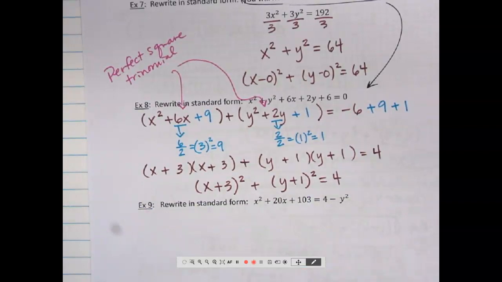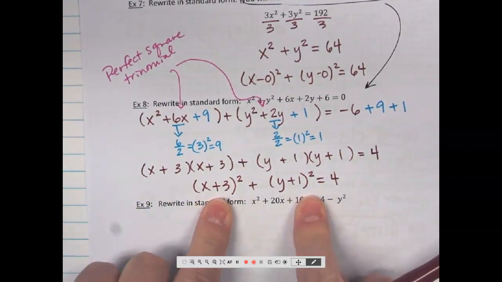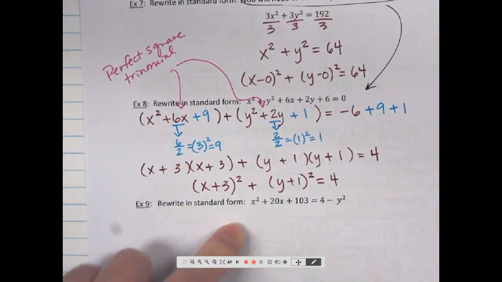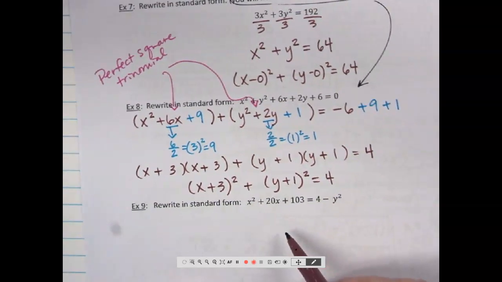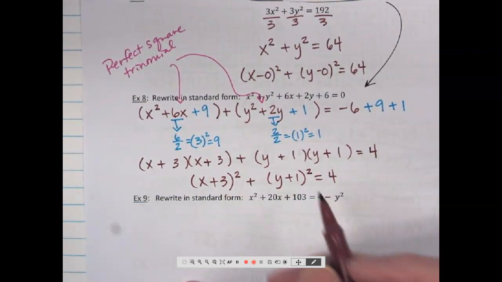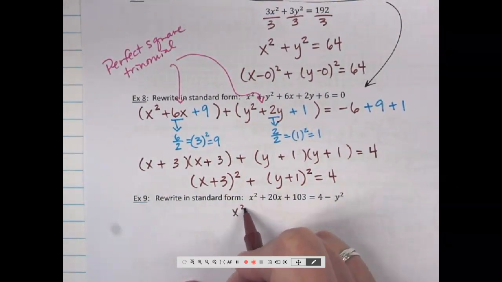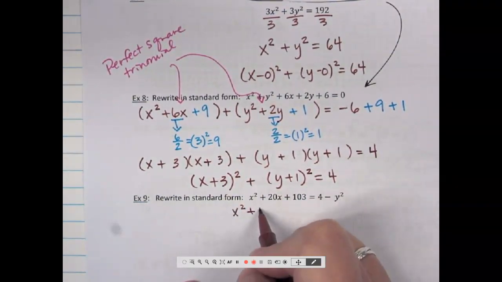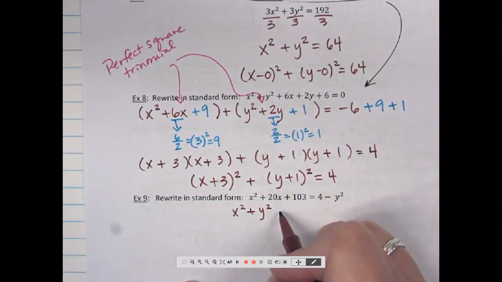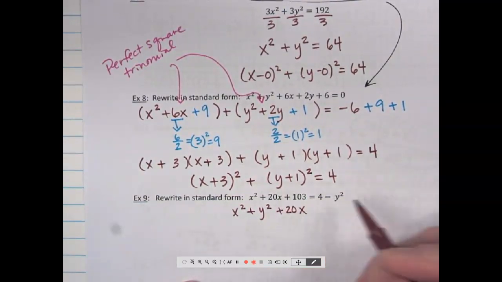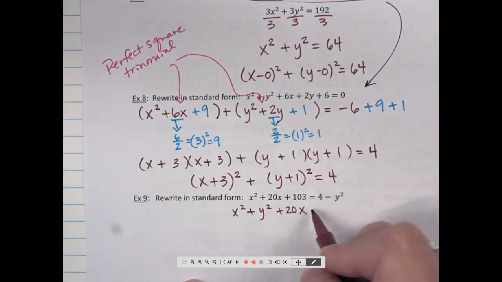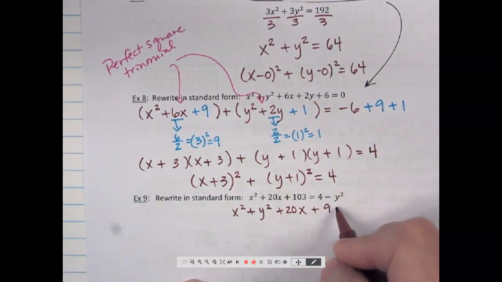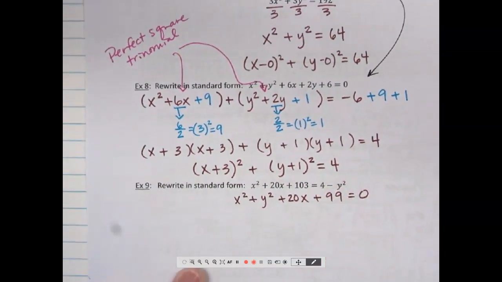Okay, let's do it on this last example here. So rewrite in standard form. I want it to look like this, that factored form, and it is all jumbled up. Okay, so my first step, let's bring everything over. So I have x squared plus y squared plus 20x. Notice there are no y's. And if I subtract 4, then that will be plus 99 equals 0.